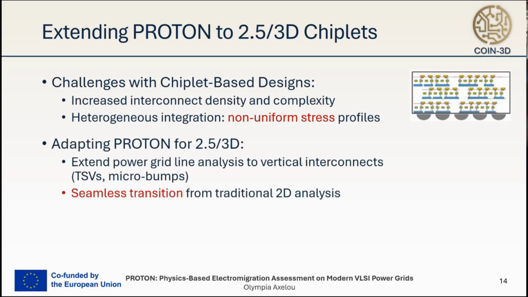To adapt Proton for this evolving landscape, the primary step is to extend the power grid line analysis to account for vertical interconnects, in order to seamlessly build on the solid foundation of 2D analysis. This way, we aim for a smooth transition from the 2D analysis that we have now to 2.5D and 3D power grid analysis.